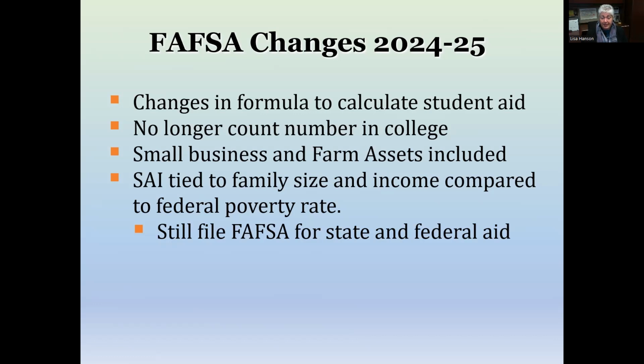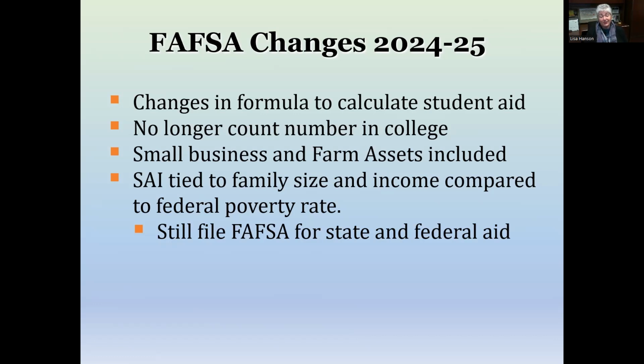One of the nice things that will happen in 24-25 is that the formula will be called the Student Aid Index, used to calculate the financial aid eligibility for Pell Grant, and it will strictly go off of family size and income as compared to the federal poverty rate. For years, families have said, will I be Pell eligible? Is there a chart? Well, there will be starting with 24-25.